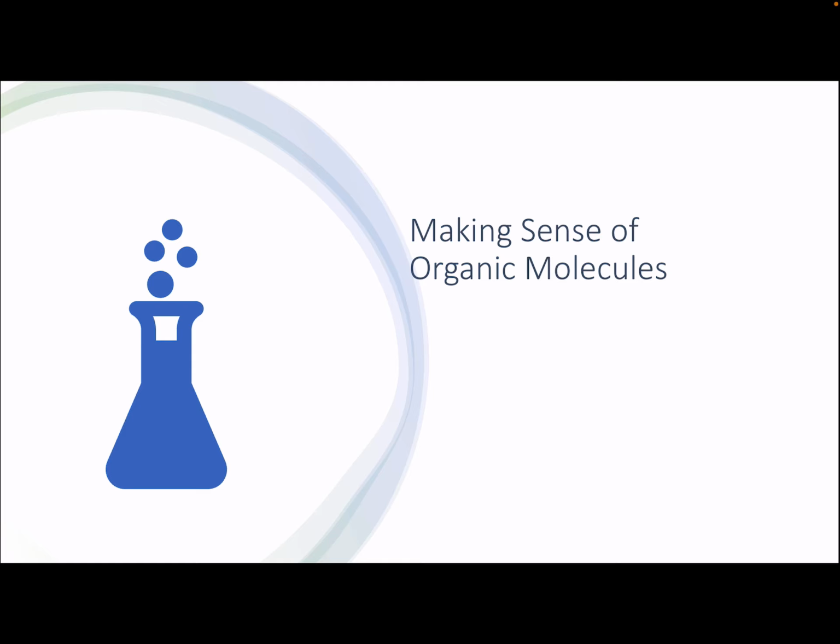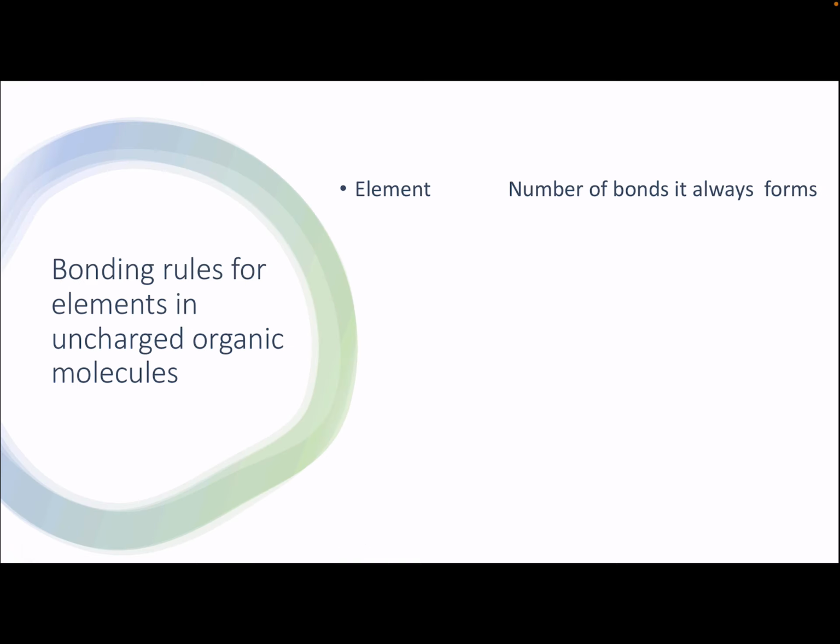In our last lesson, we learned that the most common elements in organic molecules each form a predictable number of bonds. There are some bonding rules for the elements that we see in uncharged organic molecules. The most common elements are carbon, hydrogen, oxygen, nitrogen, and sulfur. All of these elements, with the exception of hydrogen, follow the octet rule.